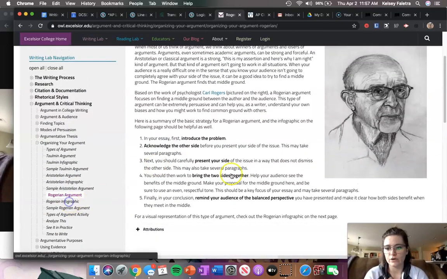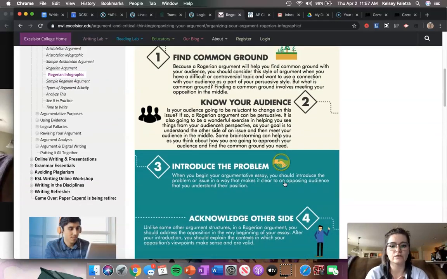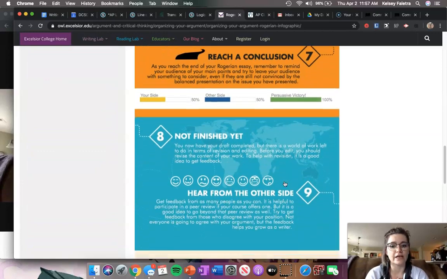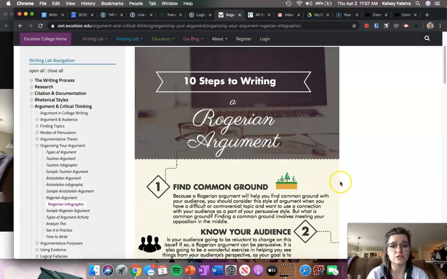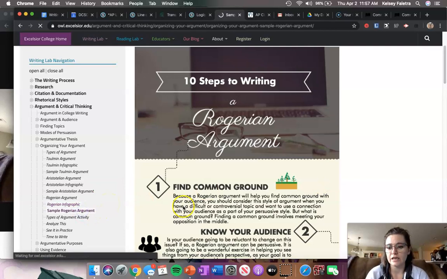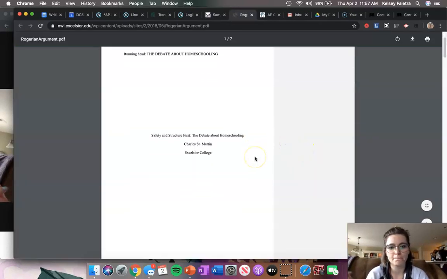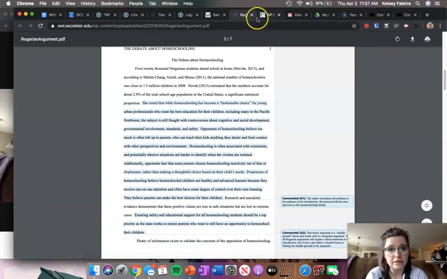And the infographic here, common ground. Right? If we can summarize it in any way, common ground and bringing two sides together. Okay. And ideally, if this were a debate situation, you would hear from the other side, right? They would get an opportunity to respond. Again, here is another sample Rogerian. And this is about homeschooling. Interesting. That's timely.